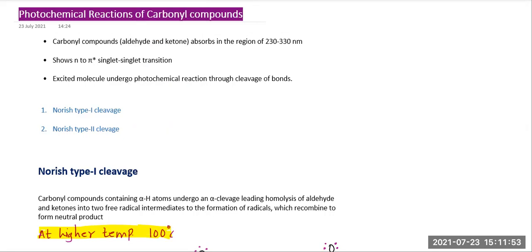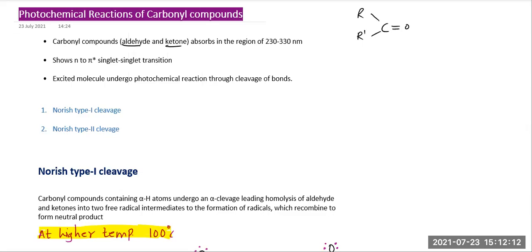Today's topic is the photochemical reaction of carbonyl compounds. Basically, carbonyl compounds are compounds which contain a carbon-oxygen double bond. They may be aldehydes or ketones, depending upon the functional group.